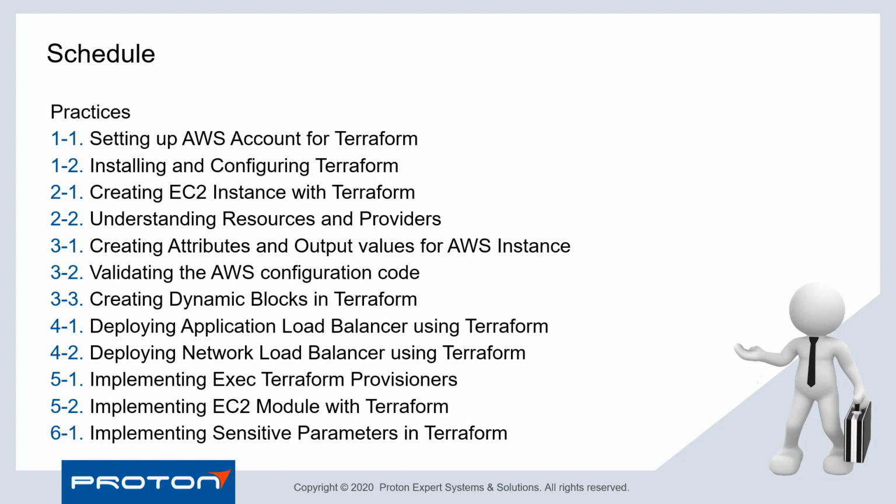In lesson 3, 3-1 is creating attributes and output values for an AWS instance, 3-2 is validating the AWS configuration code, and 3-3 is creating dynamic blocks in Terraform. In lesson 4, 4-1 is deploying an application load balancer using Terraform, and deploying a network load balancer using Terraform.